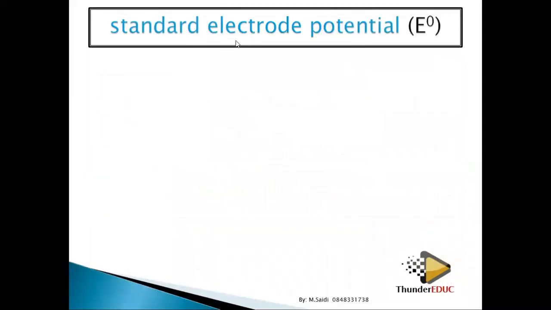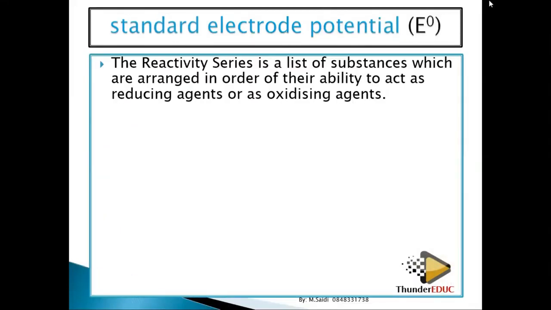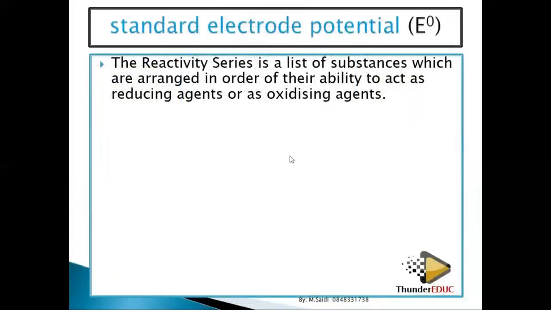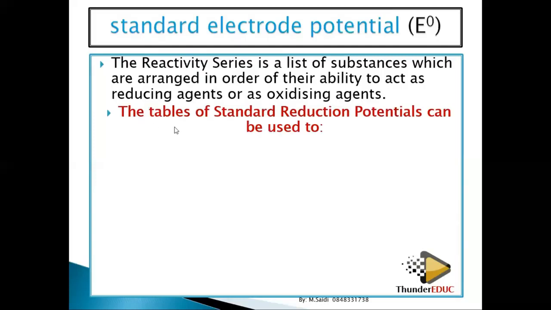So today we are looking at the standard electrode potential. The reactivity series is a list of substances which are arranged in order of their ability to act as reducing agents or oxidizing agents. So now we are going to look at which one is a strong reducing agent, which one is a weak reducing agent. If you know that, then you know how to interpret the reactivity series, and you will be able to know which one is going to be on the cathode, which one is going to be on the anode.